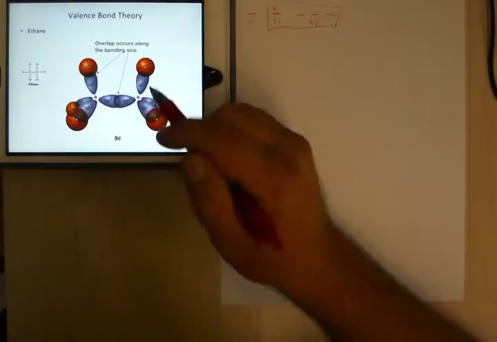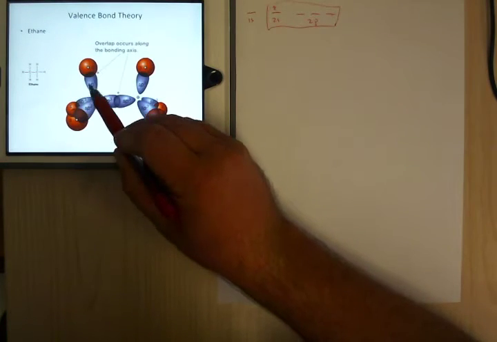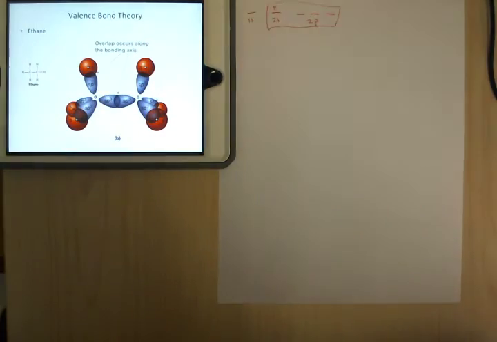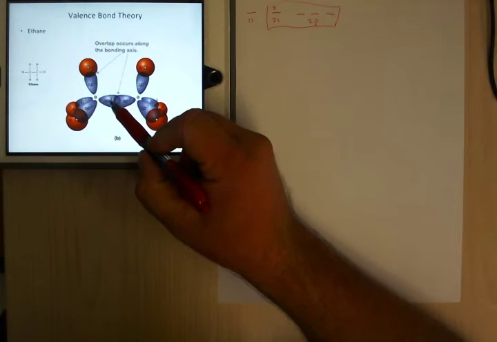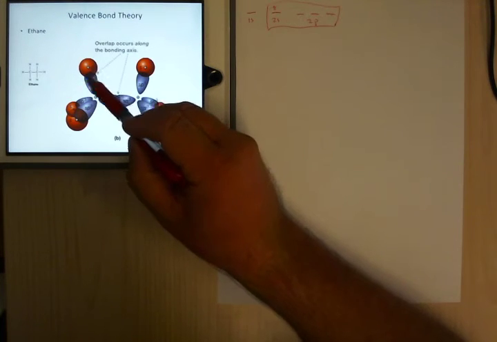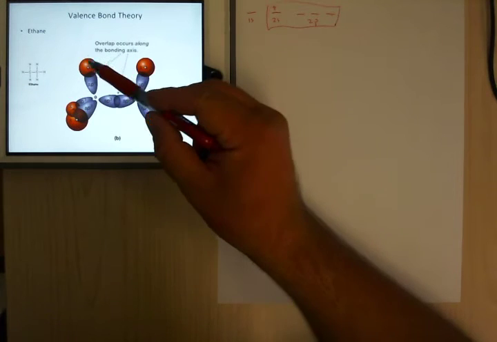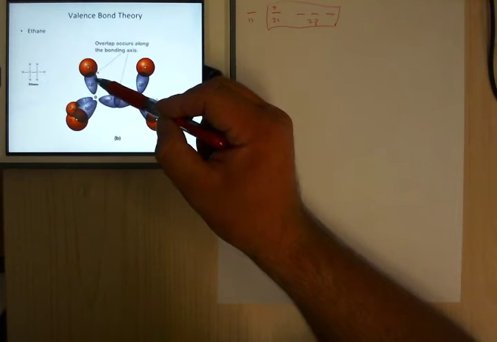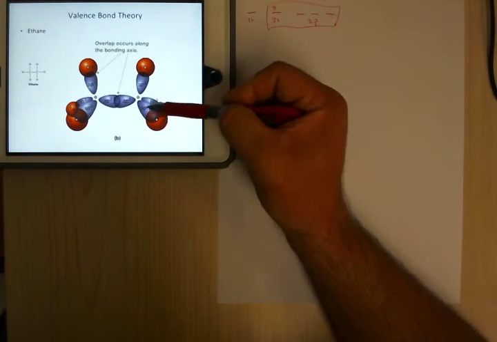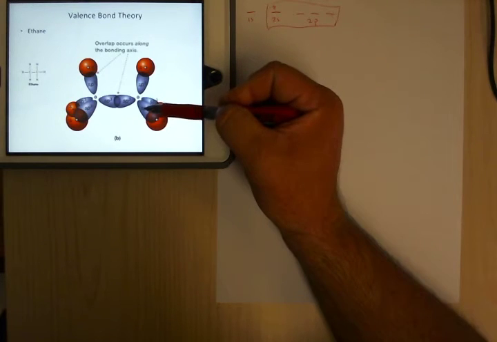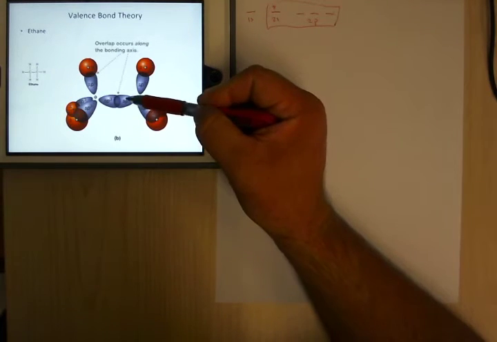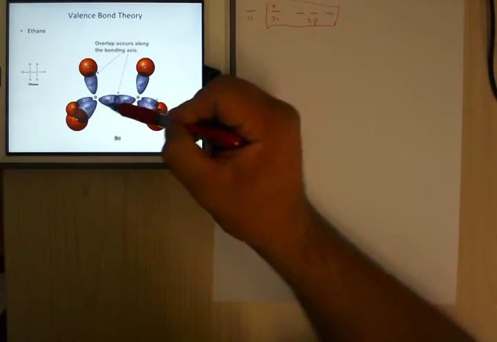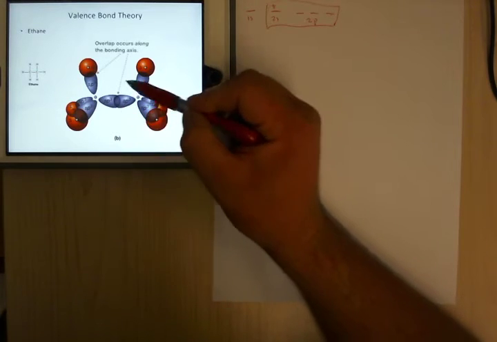So this is an sp3. This carbon has 1, 2, 3, 4 lobes. That carbon has 4 valence electrons, so it's going to put 1 electron in each one of these lobes. The s orbital from the hydrogen only has 1 valence electron, so it's going to take one from this lobe and one from the s orbital. That's going to be your bond. Same for this one. Here, again, you put 1 electron into each one of these lobes for the 4 valence electrons in the carbon. The valence electron from this lobe and the valence electron from that lobe are going to get shared between those 2 carbons. Those are the 2 electrons for the bond.